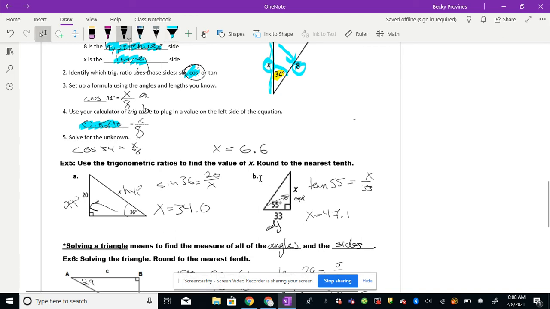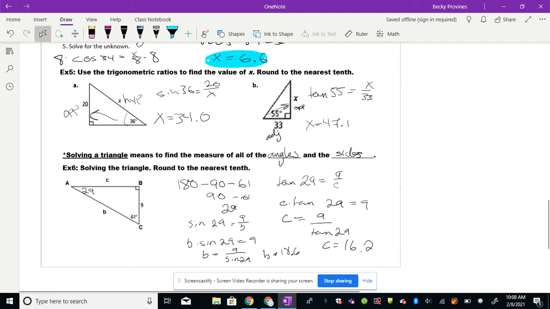So for a problem like this, when we have an unknown in the numerator and an 8 in the denominator, let's multiply both sides by 8 to get x by itself. So we are left with 8 times the cosine of 34 equals x. If we plug that into our calculators, rounding to the nearest tenth, we're going to get x equals 6.